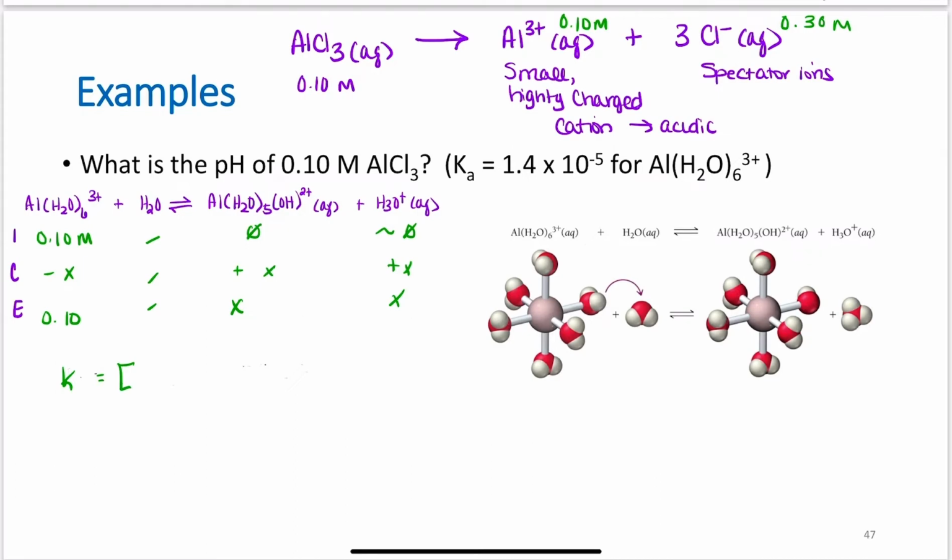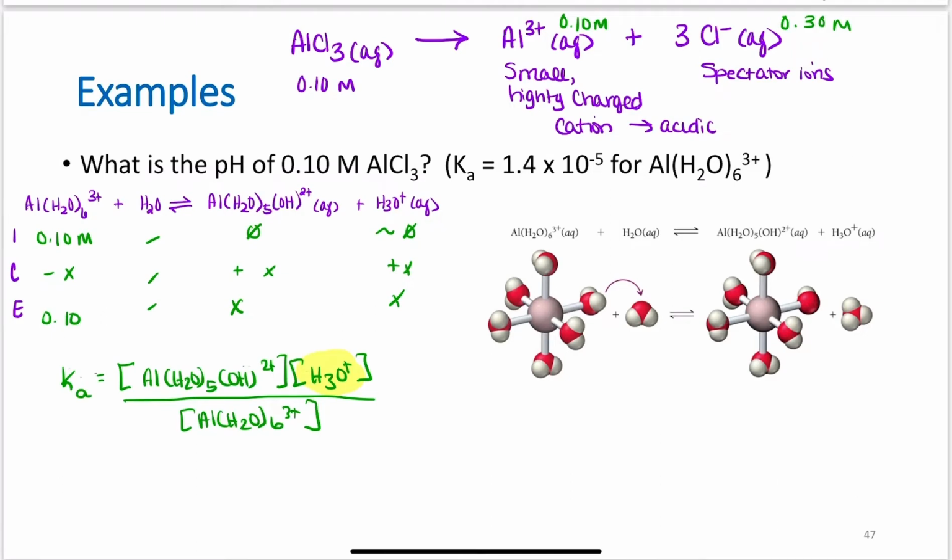K is going to be equal to the concentration of Al(H2O)5(OH)2+ times H3O+, divided by Al(H2O)6 3+. Now because I've got this H3O+ in my numerator, I know I need Ka, which is nice because that's what they gave me, 1.4 times 10 to the minus 5th. Go ahead and sub in what we know. We know this is equal to x squared over 0.10.